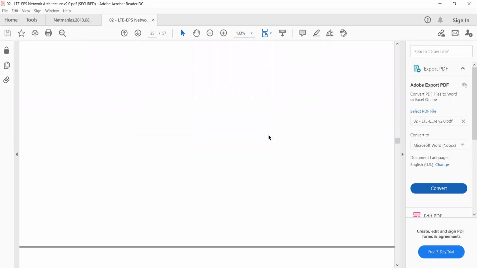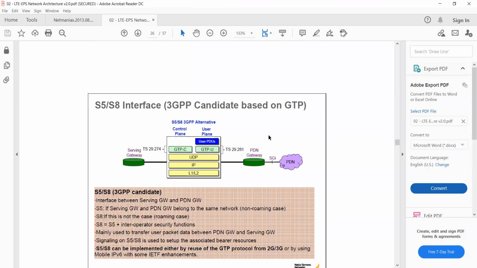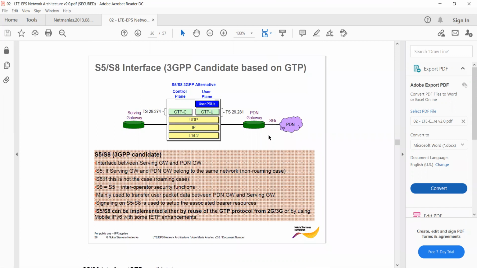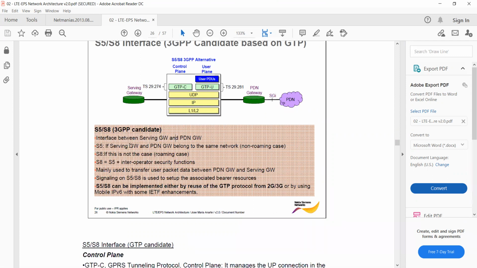Yeah, note down. Okay, the next interface is S5/S8. It is between the S gateway and the P gateway. We have seen in our architecture that the S gateway is connected to the P gateway via the S5/S8 interface. Why do we use two interfaces here? That is the question some may ask. The S5 interface is used if the user is in the home network, and the S8 interface is used if the user is using services from a roaming network.